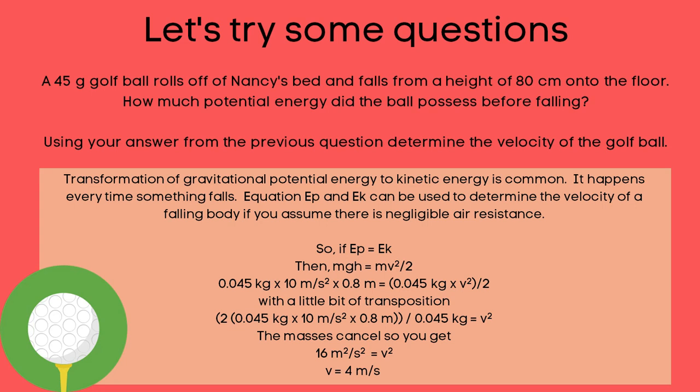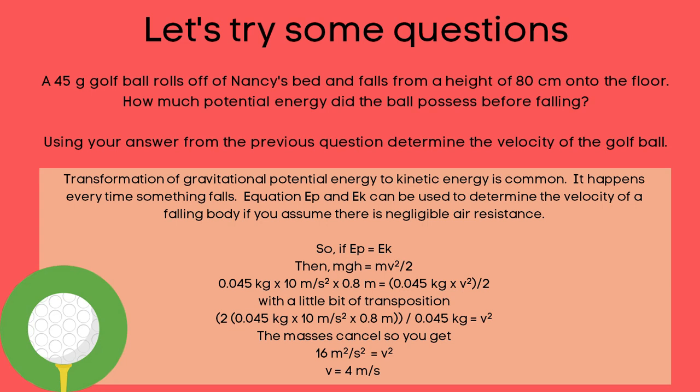Equation EP and EK can be used to determine the velocity of a falling body if you assume there is negligible air resistance. So if EP is equal to EK, then mass times gravity times height is equal to mass times velocity squared divided by 2. 0.045 kilograms times 10 meters per second squared times 0.8 meters would be equal to 0.045 kilograms times velocity squared divided by 2. With a little bit of transposition, you get this setup right here.